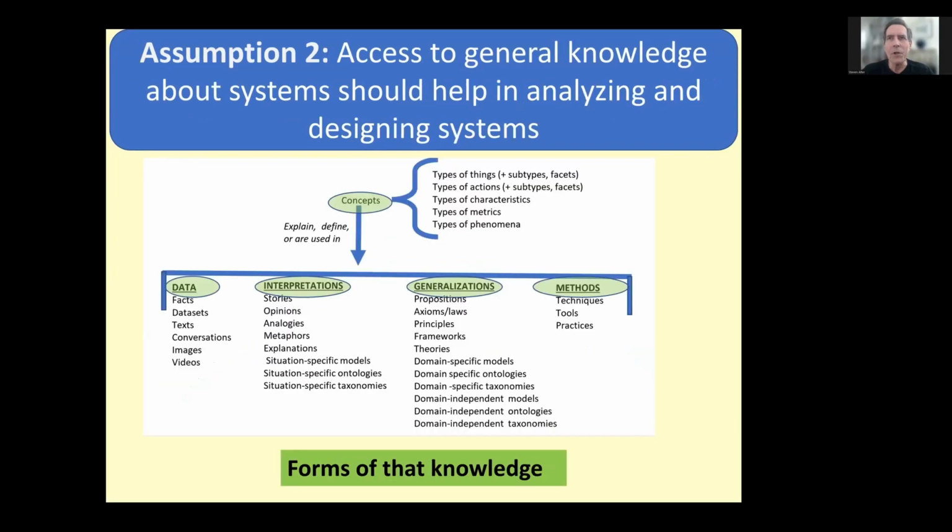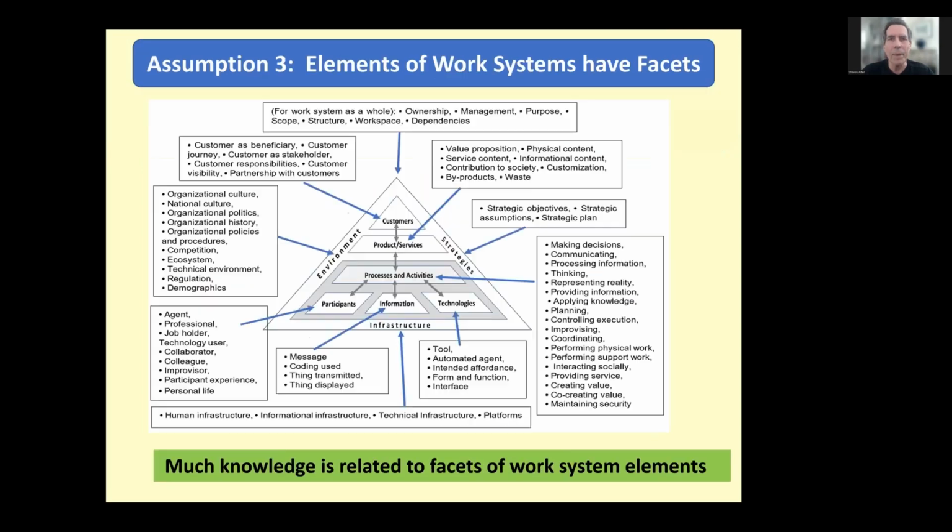The second assumption is that there's a great deal of knowledge that might be relevant, and these are the forms of knowledge. There are concepts, there's data, there's interpretations, there are generalizations, and there are methods. Each of those has many types. The ideas that are useful for helping people analyze and design systems are of those types.